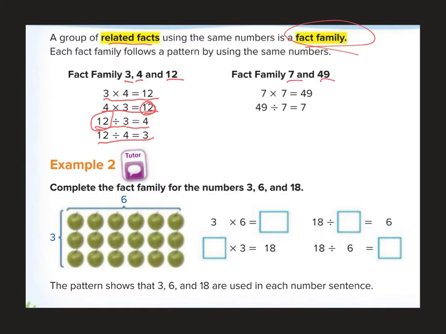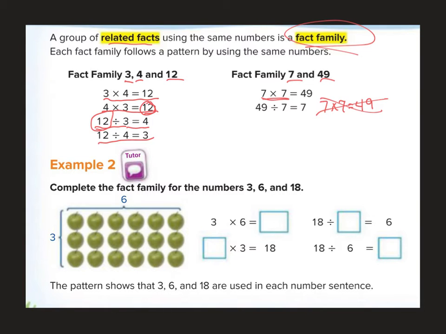For the fact family of 7 and 49, if we use the commutative property here, it'd be the same thing. I'd do 7 times 7 is 49 again. We don't need to write it twice because we only need to write it once. So 7 times 7 is 49, and 49 divided by 7 is 7. So those are called fact families. Here we go, example 2.